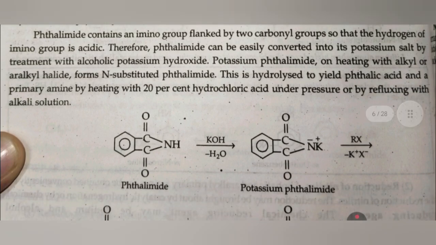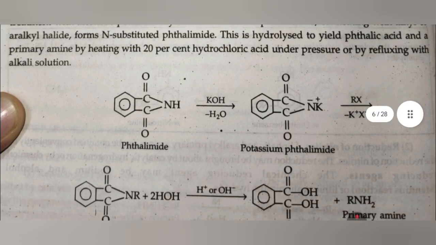Potassium phthalimide on heating with an alkyl or aralkyl halide forms N-substituted phthalimide. This is hydrolyzed to yield phthalic acid and the primary amine by heating with 20% hydrochloric acid under pressure or by refluxing with alkali solution.